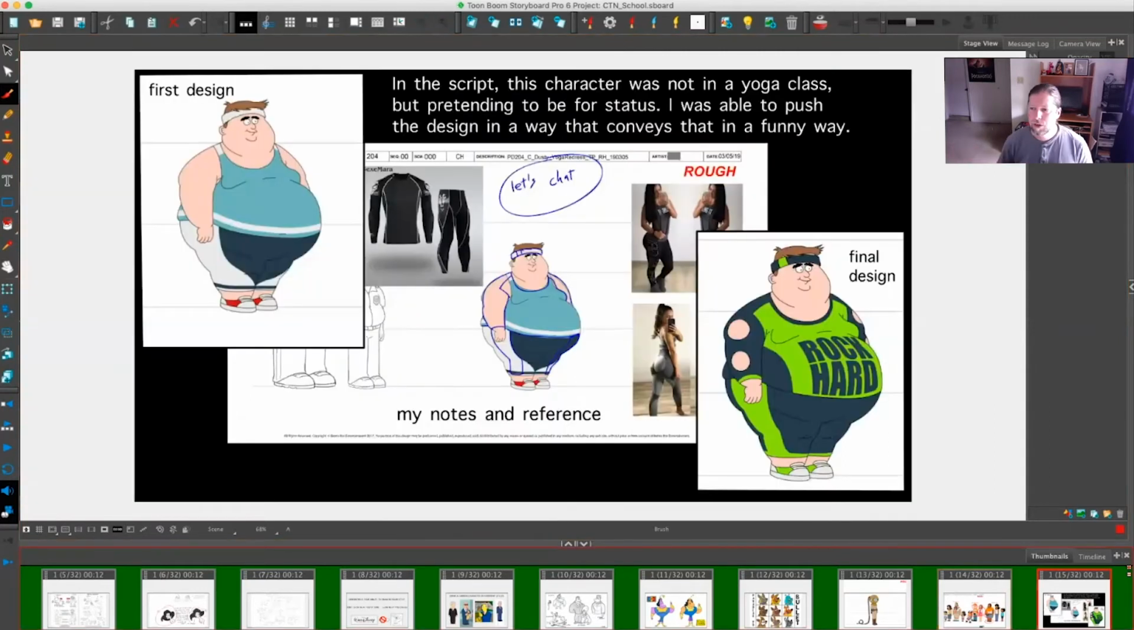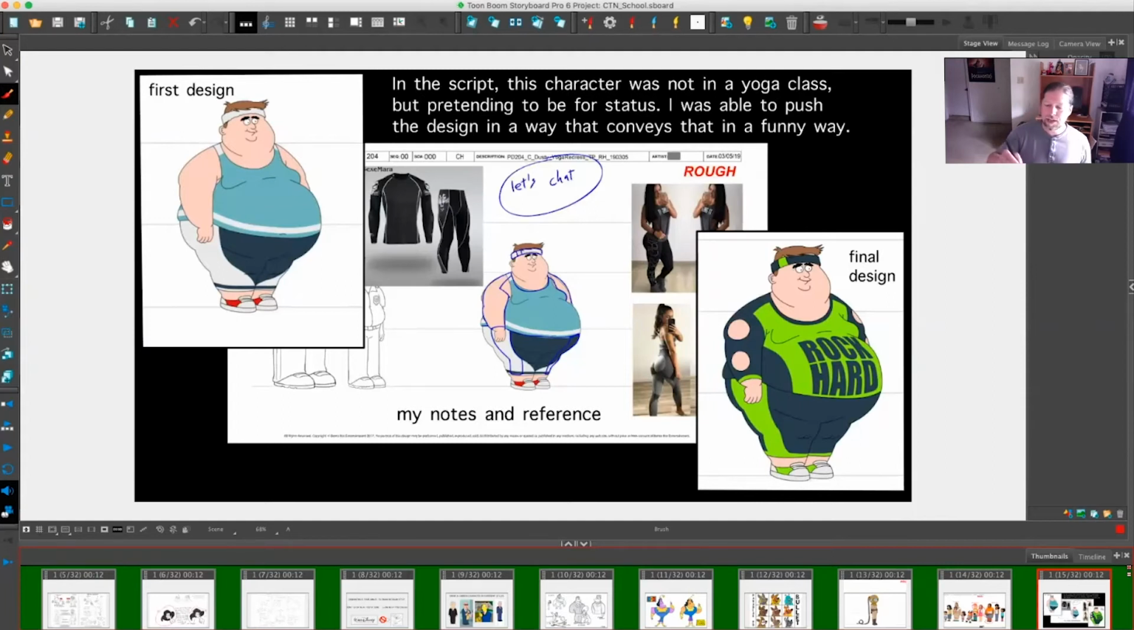Here's an example from an episode of Paradise PD I was directing where Dusty becomes a Hollywood executive. And in the script, it called for him to be dressed in a yoga outfit. But because he was a Hollywood executive, he wasn't actually doing yoga. He was just in this fancy outfit to give the appearance that he does it so that he can fit in with the other executives.